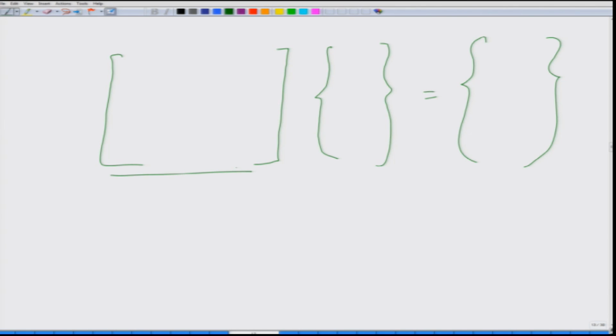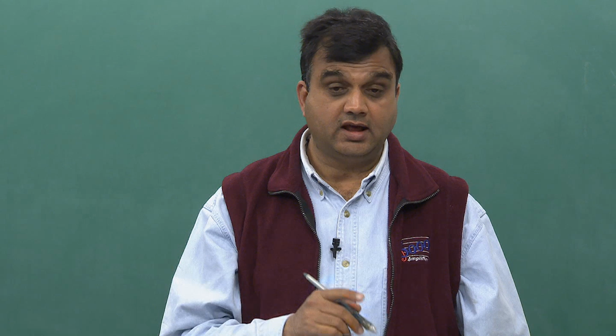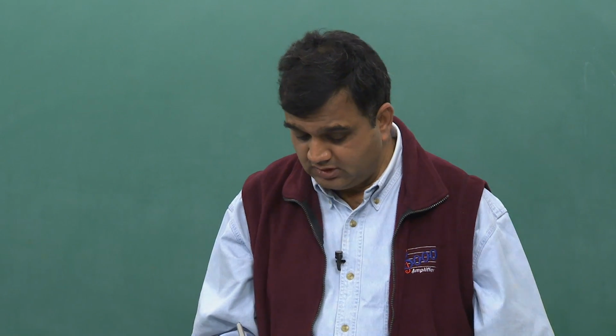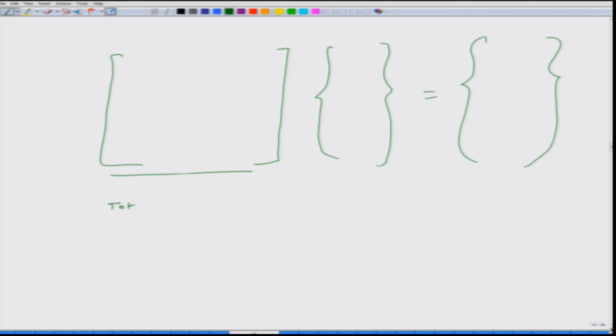What will be the size of this matrix? No, not capital N. N is the number of elements. This will be the total number of nodes.